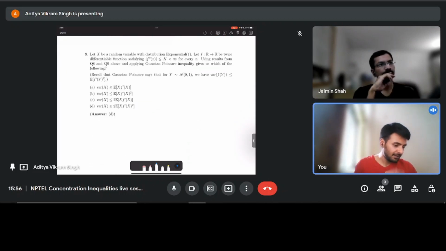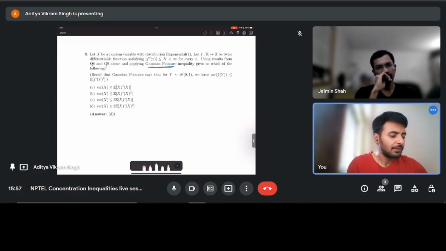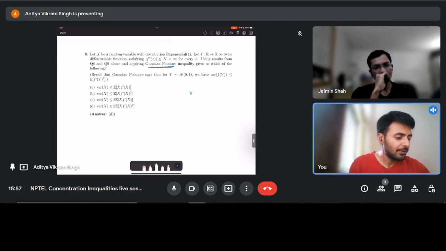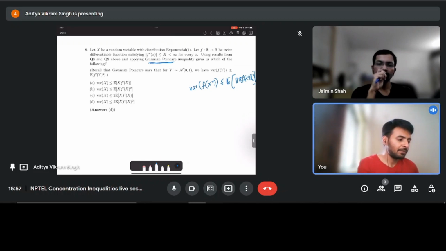So this was the problem for which we did questions 7 and 8. We derived something called the Gaussian-Poincare inequality, which was basically that if you want to compute the variance of f(X_n), that is less than or equal to the expected value of the norm of the gradient of f(X_n), the whole square. And we used Efron-Stein to prove this, and you can see how Efron-Stein is coming into play here.